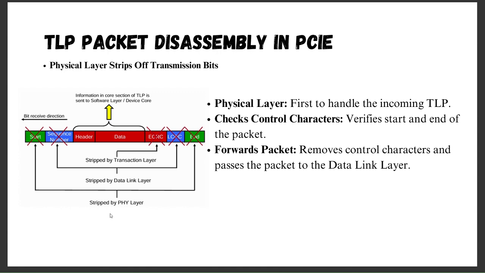So, if the receiving device is a switch, it will check the header to see where the packet should go. A switch is just like a traffic controller. It looks at the header of the TLP to see where the packet is headed. The switch does not modify the ECRC, but it can check for errors and report them if needed.